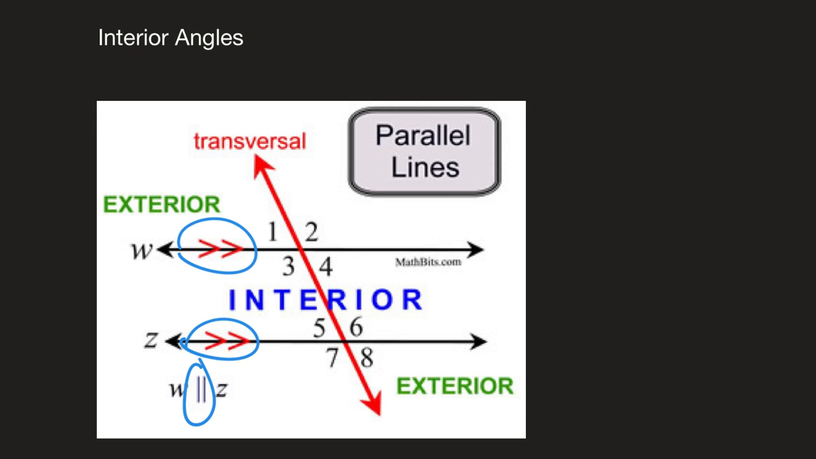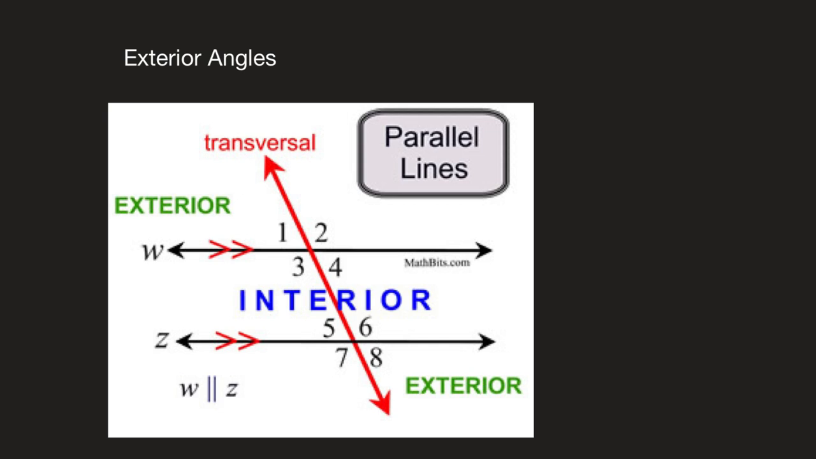Same picture. Every one of these slides is going to have the same picture. So if we're talking about exterior angles, angles on the outside, what were they? What were the exterior angles? 1, 2, 7, and 8. Those are going to be the angles on the outside of those parallel lines.